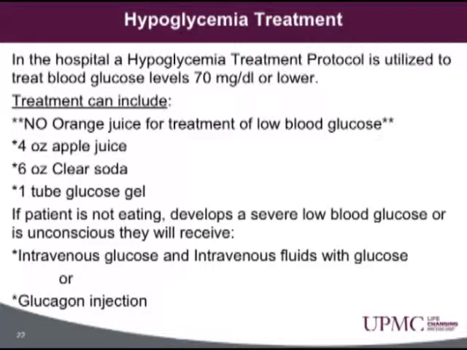So in the hospital, we have the Hypoglycemia Treatment Protocol, and that's used to treat any blood glucose 70 or lower. And treatment can include, remember we had said no orange juice for treatment of low blood sugars, and just to reiterate that, because of the kidney disease. So in diabetic patients, they're at higher risk for impaired kidney function or kidney disease, so we don't want to administer orange juice for those patients. Instead, we prefer 4 ounces of apple juice, 6 ounces of clear soda, or a tube of glucose gel.